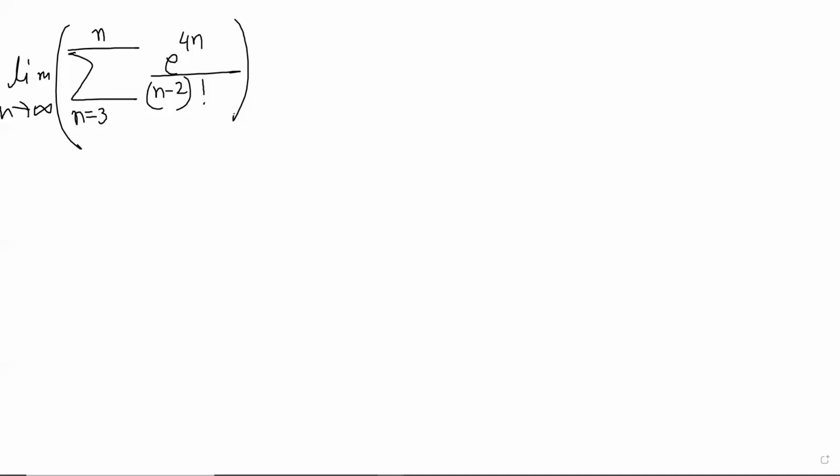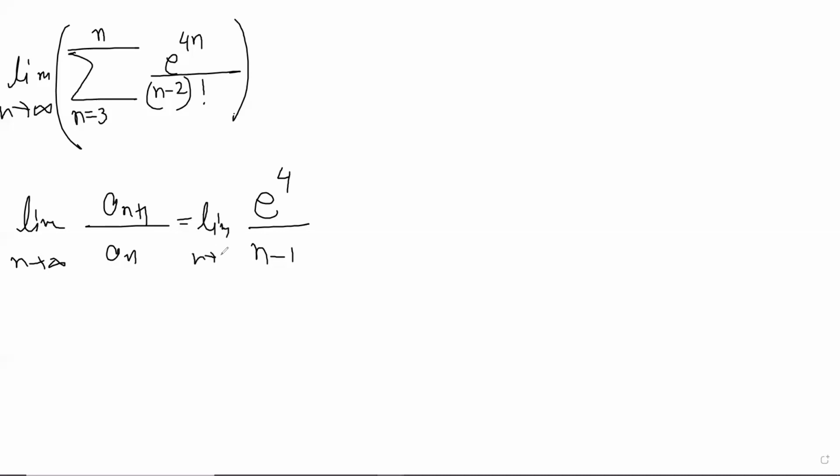After simplifying, putting the ratio test, I'm getting limit n tends to infinity of e power 4 divided by n minus 1. So that goes to 0, which is less than 1. Here all terms are positive, and either way, this is less than 1. So even if they were not positive, there's no problem.